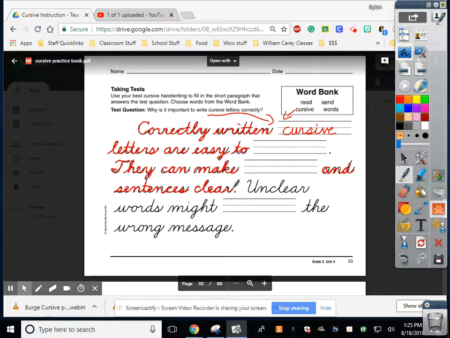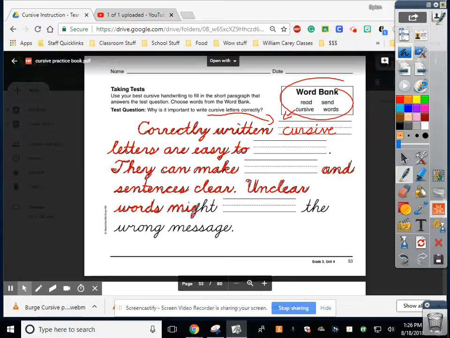Unclear words might blank the wrong message. I don't know. Unclear words might do something with a message. I don't know what it might do to a message. I mean, if you can't read it, I would say it wouldn't be very clear. And y'all send messages every day on your phone, so I mean, I wonder what the answer is. But please check your answer box carefully, your little word bank at the top, because all the answers are right here, and I gave you one already. Okay, so make sure they're all there.